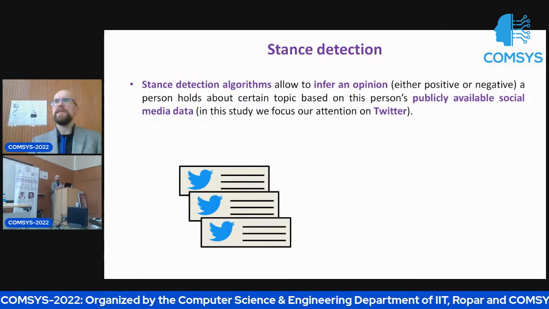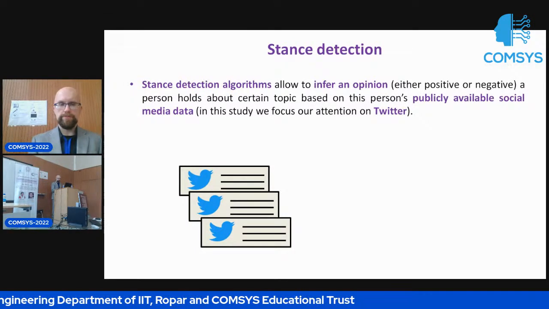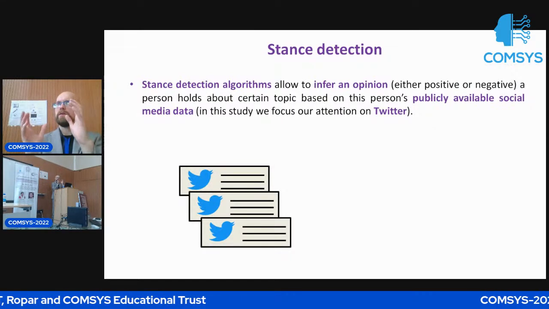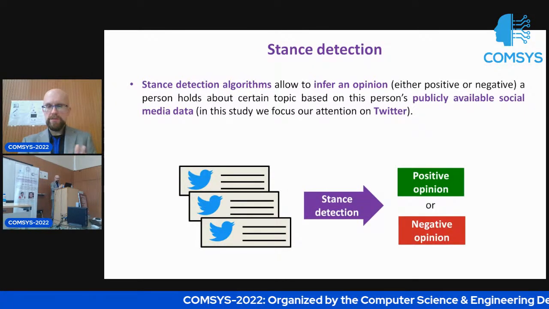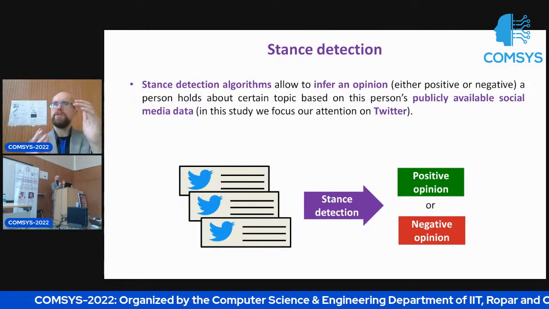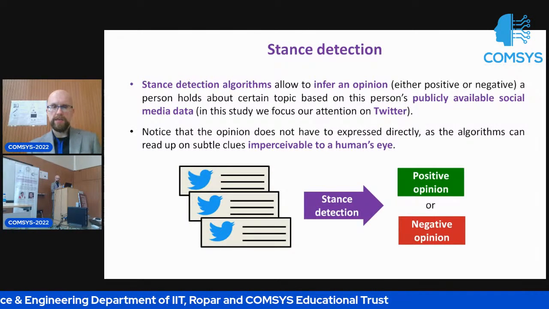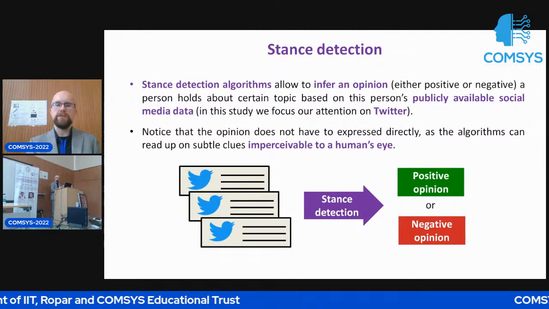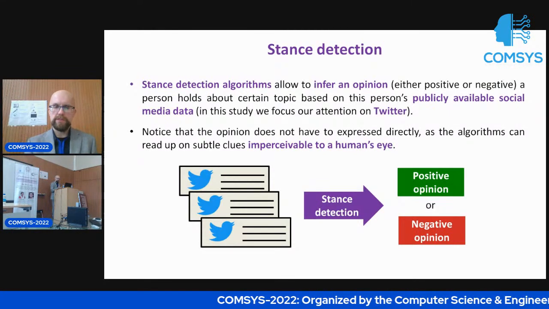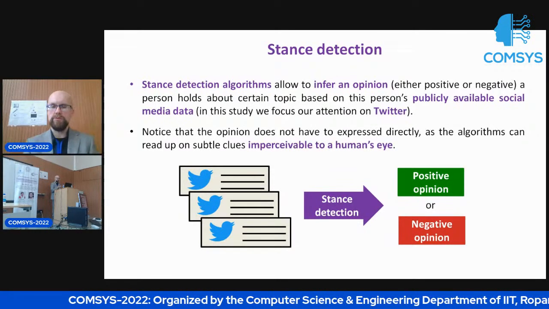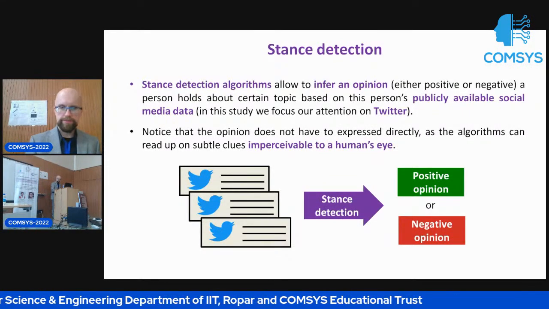Okay, so stance detection is a task of inferring an opinion, either positive or negative, about a specific topic. So we take a look at the set of content posted on social media, in our case, a set of tweets. And based on it, we infer whether the opinion of a person who posted these tweets is either positive or negative. And it's important to mention here that it's not that these tweets express some opinion directly. It's not that I say I hate a certain politician. It's that machine learning algorithms can catch on to some subtle clues that are imperceivable to the human eye. So it might infer the opinion about certain topics, even from tweets about other topics.